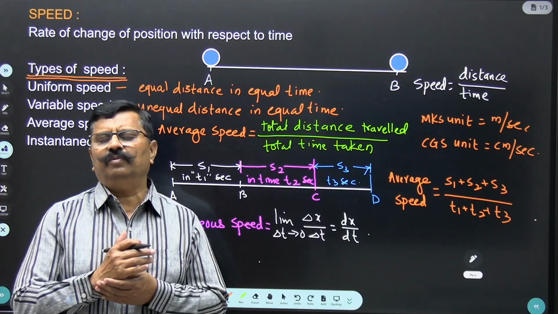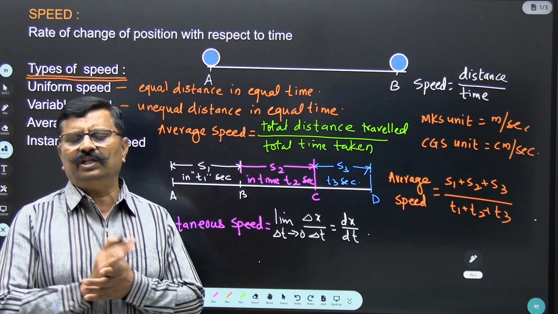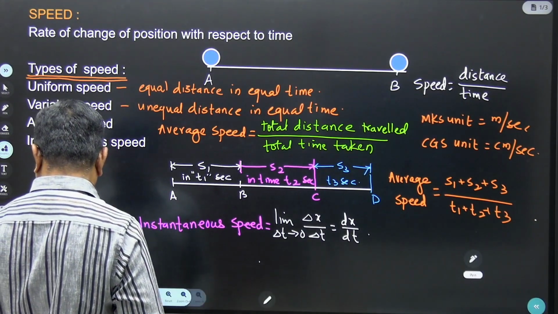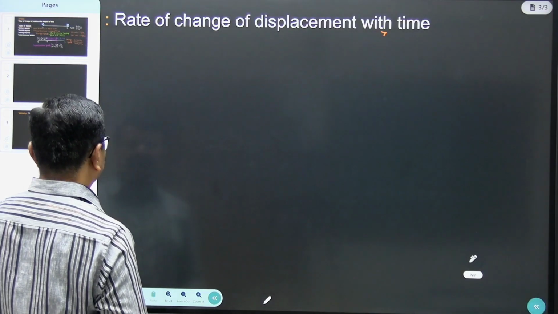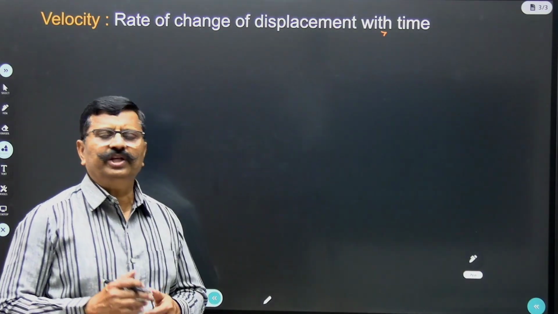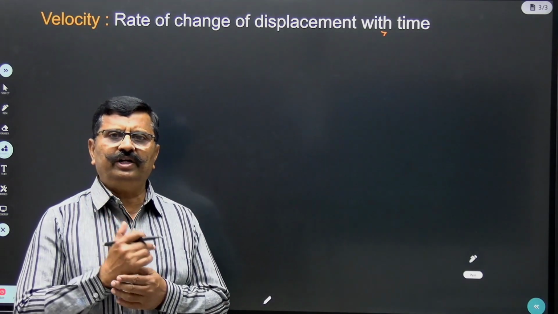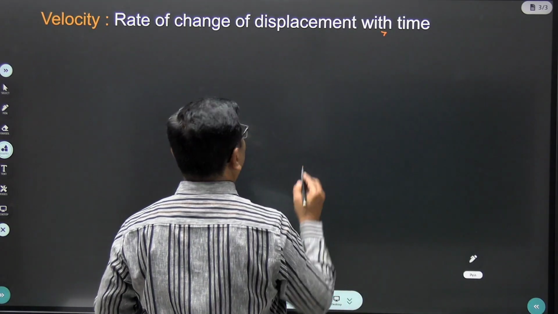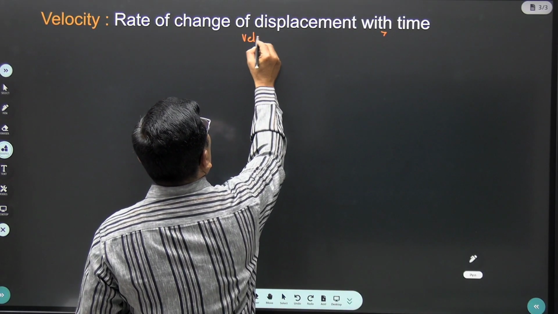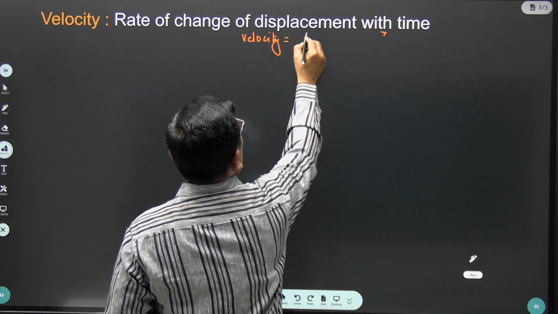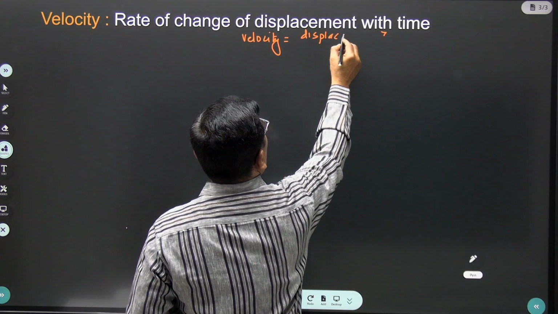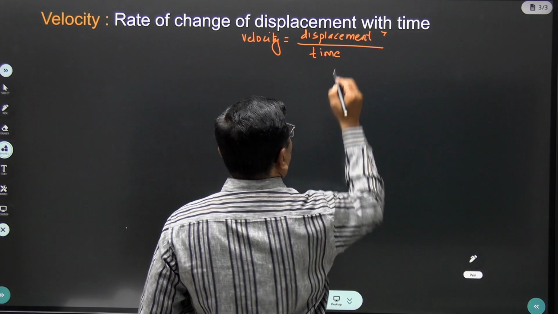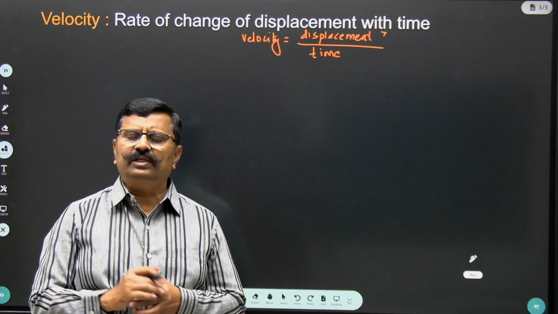Now let us understand velocity. Velocity is a vector quantity and speed is a scalar quantity. Velocity is defined as the rate of change of displacement with time. Here displacement is a vector quantity. Hence the formula for velocity is displacement upon time.